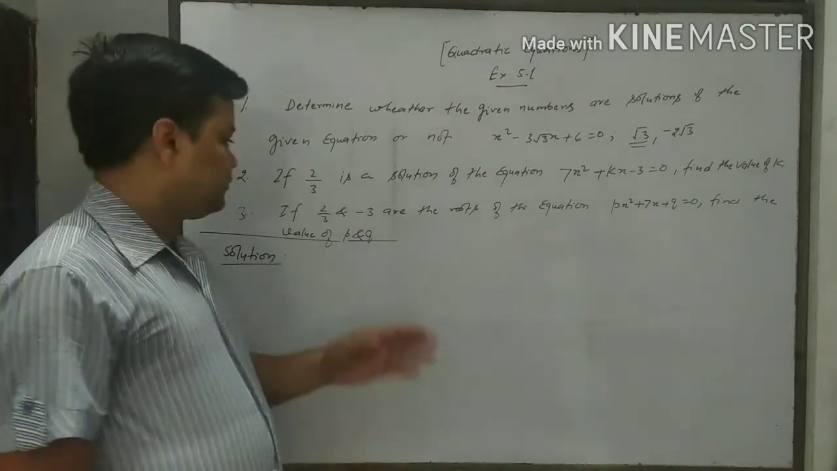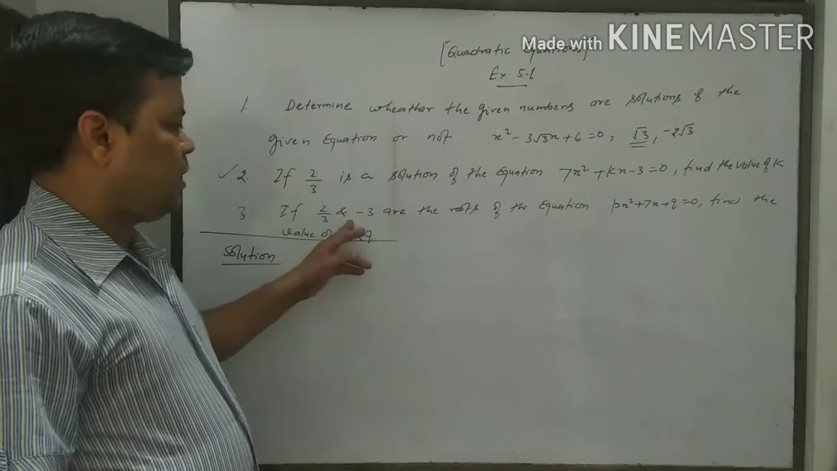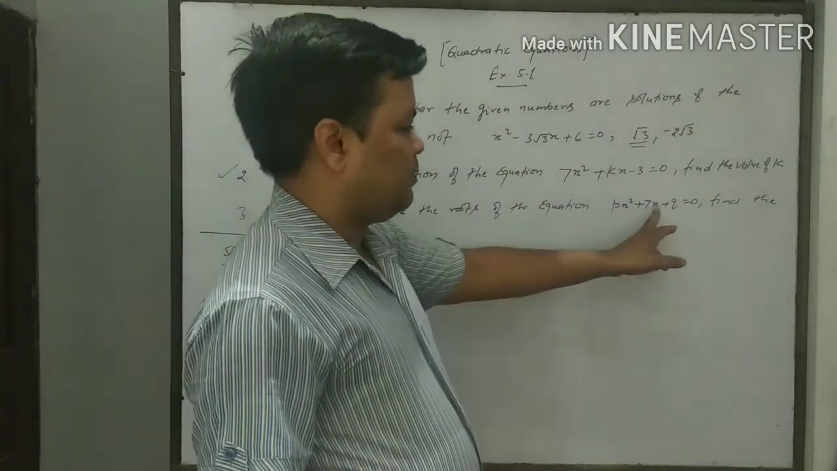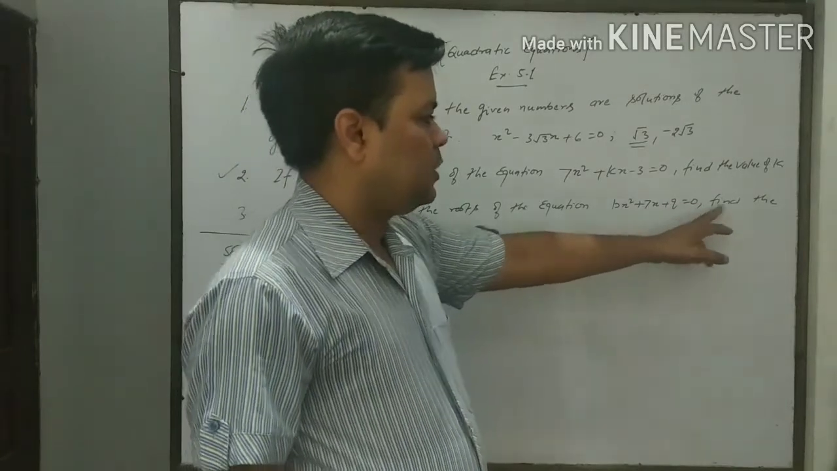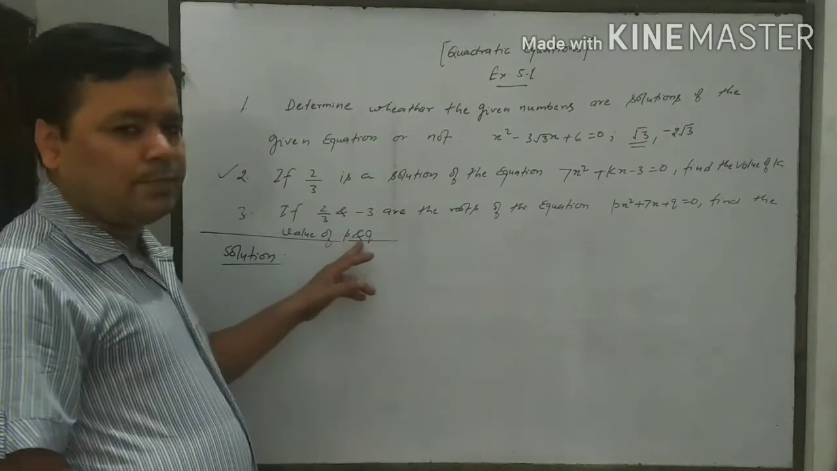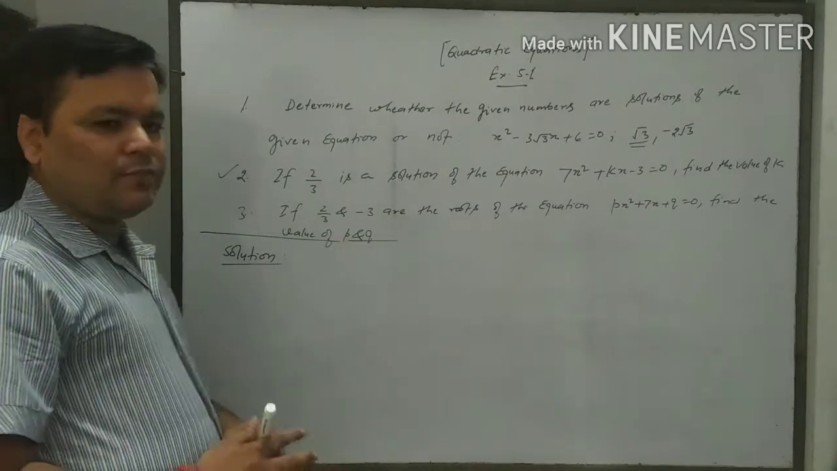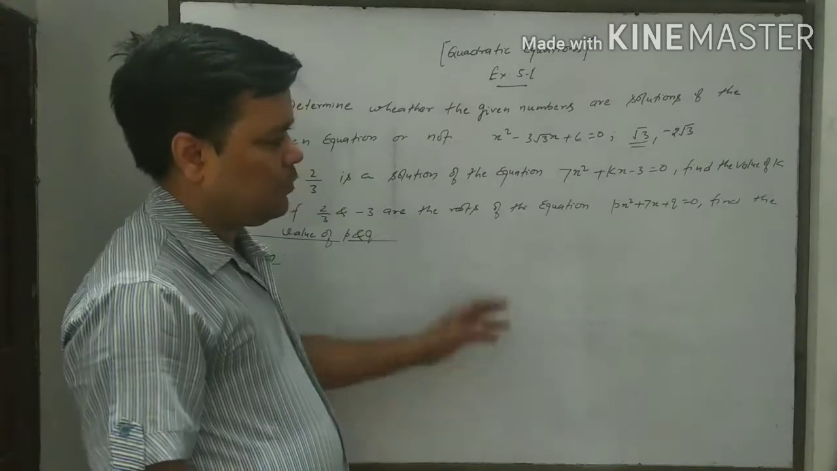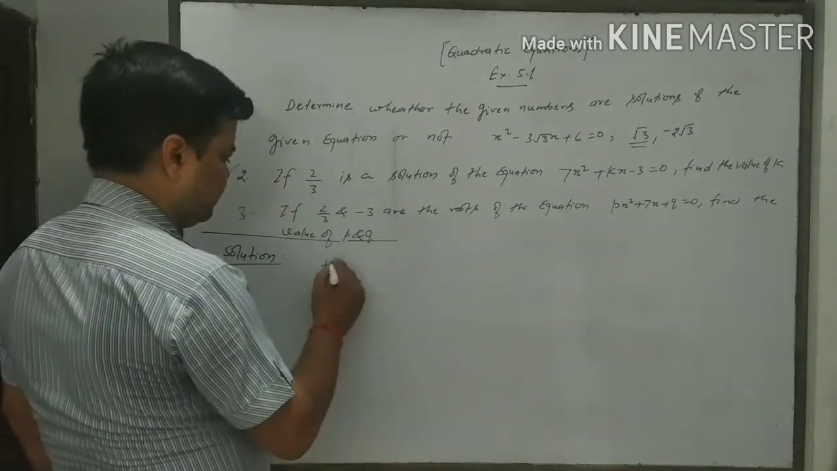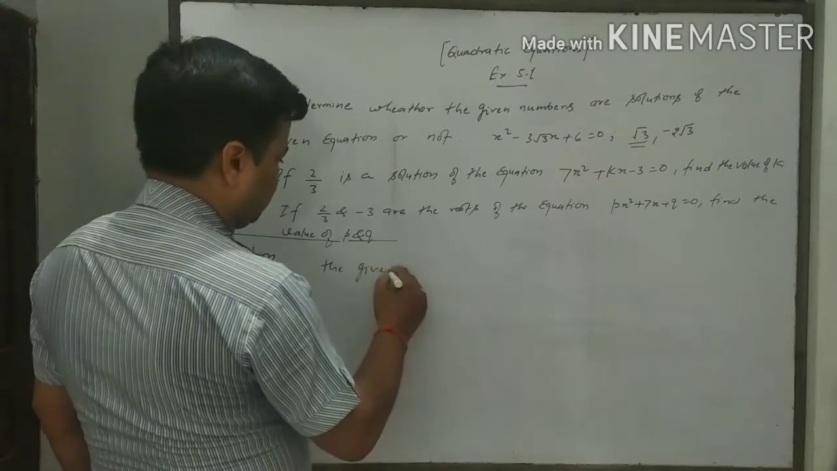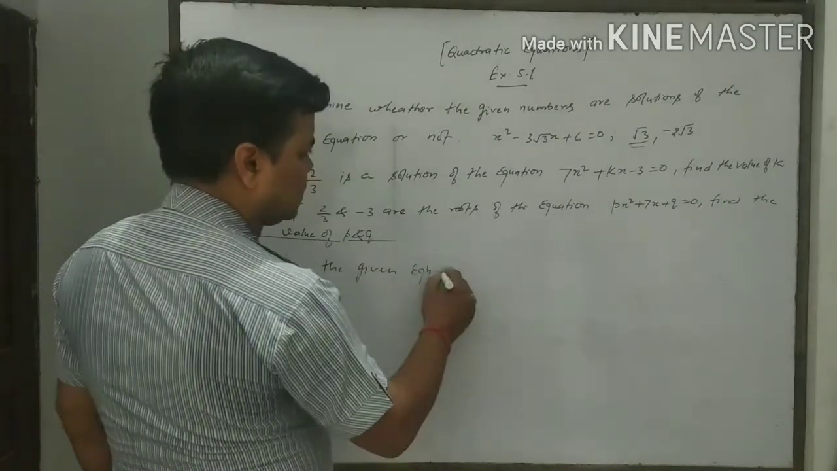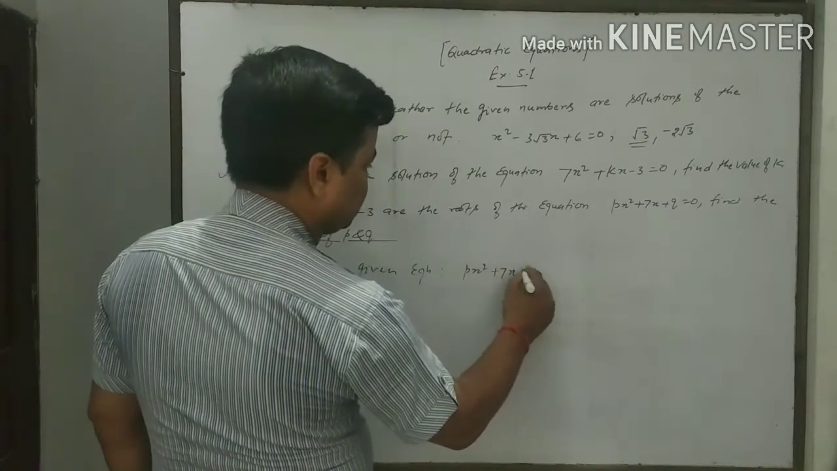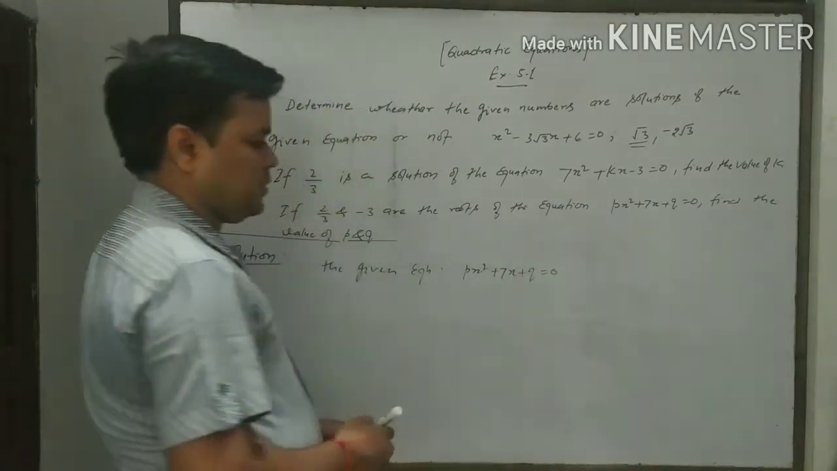Now let us see this question. If 2/3 and -3 are the roots of the equation px² + 7x + q = 0, then find the value of p and q. It means we have to find the value of p and q. How do we do it? First of all, we write the given equation: px² + 7x + q = 0.